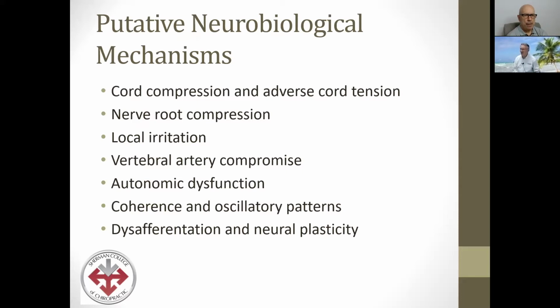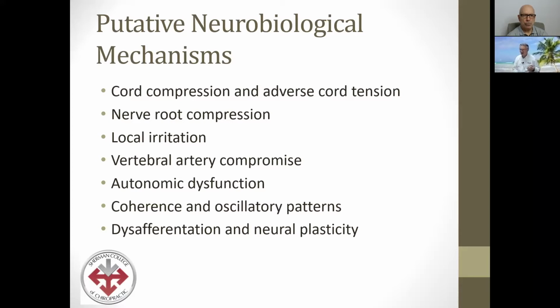So, there are a number of neurological mechanisms. I don't have time to go into all of them, but cord compression, adverse cord tension, things that are associated with alterations of spinal curves. Of course, the classic nerve root compression, local irritation, which can lead to inflammatory chemicals such as substance P and histamine. And by the way, this is one mechanism by which a person can have pain that's not of dermatomal distribution. Right. Vertebral artery compromise, autonomic dysfunction.